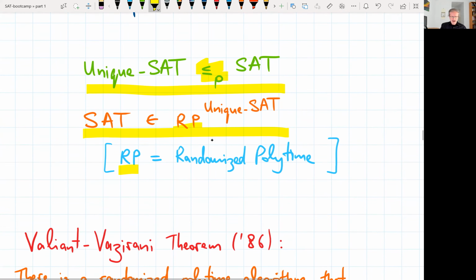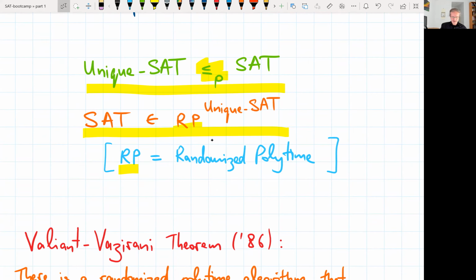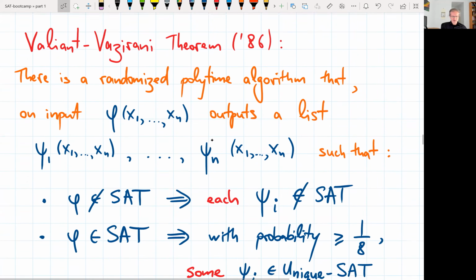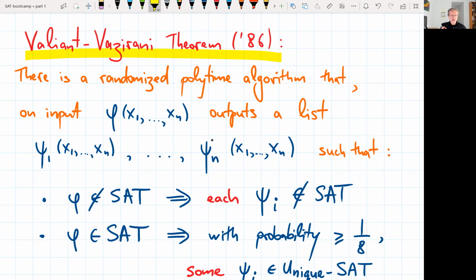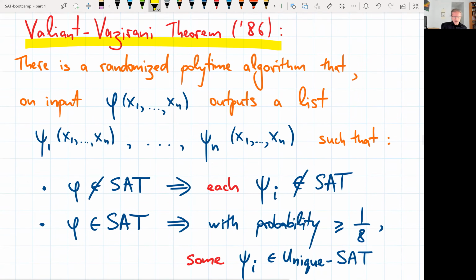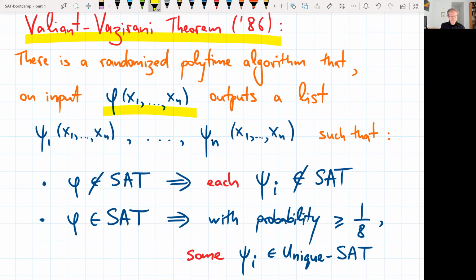So let me explain to you how SAT reduces to unique SAT in a randomized way. That's this famous result due to Valiant and Vazirani from around 1986. And the way I will state this result is a randomized transformation that will take an input formula phi, again, maybe phi is a 3CNF, and will output a list of new formulas, psi 1 through psi n, all of them on the same set of n variables as phi.